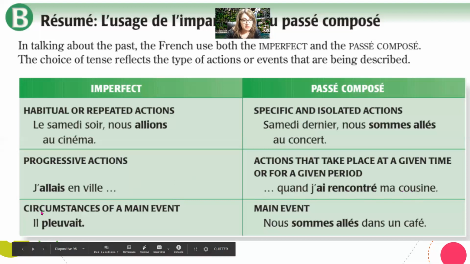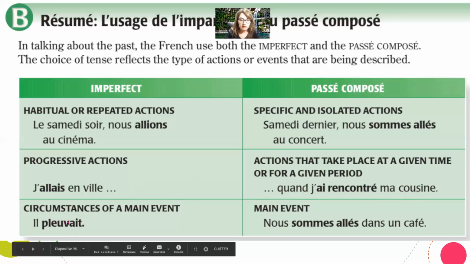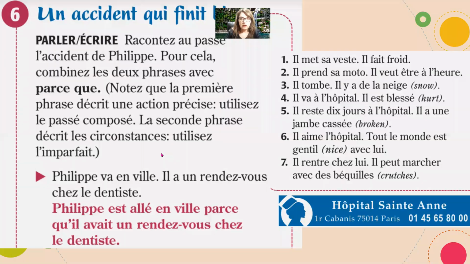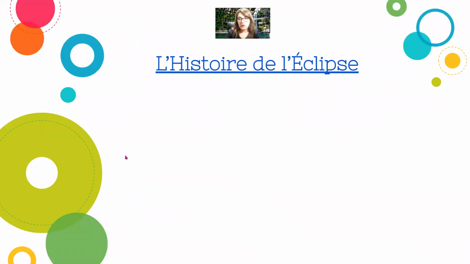The imparfait expresses the circumstances of a main event, while the passé composé expresses the main event. So let's look at the circumstances. Il pleuvait, imparfait, while nous sommes allés dans un café is the main event. Il pleuvait. It was raining when we went to the café. D'accord.